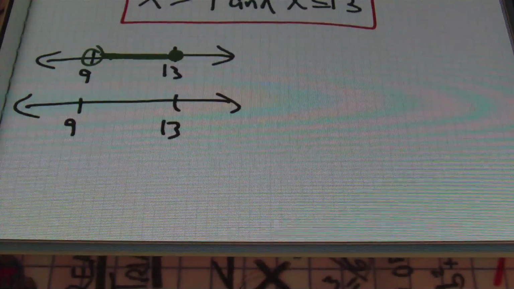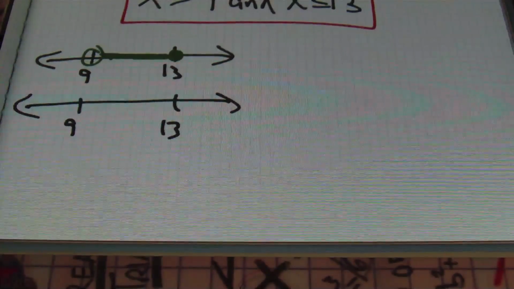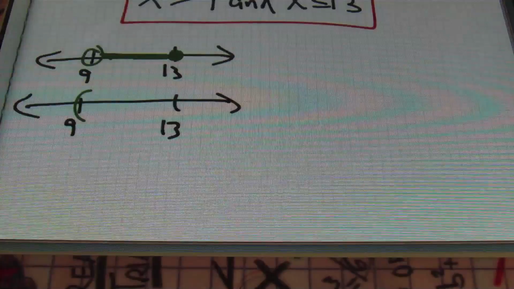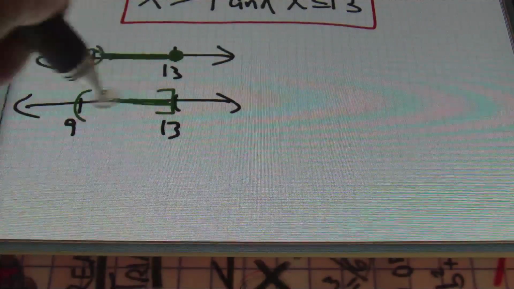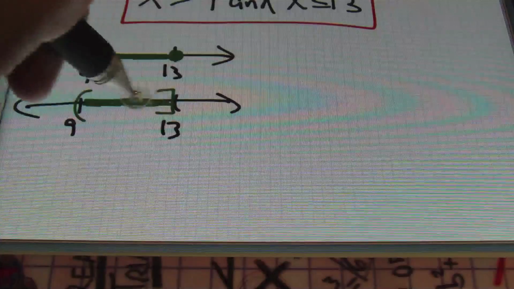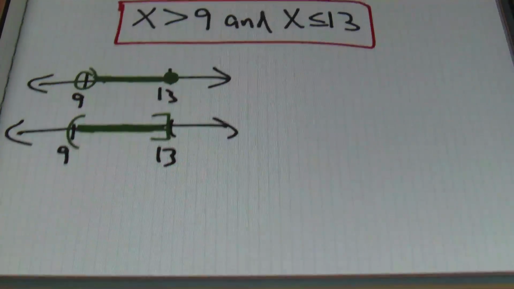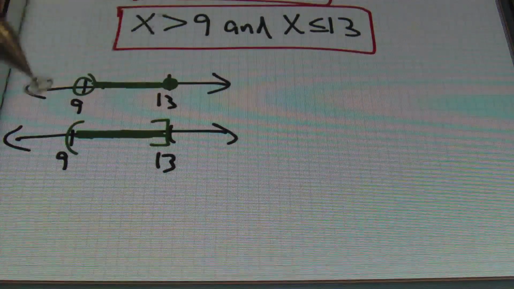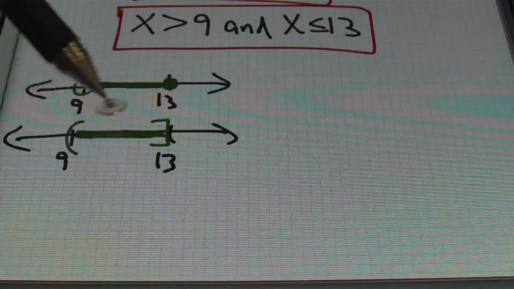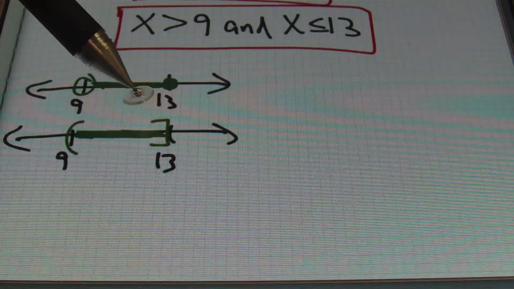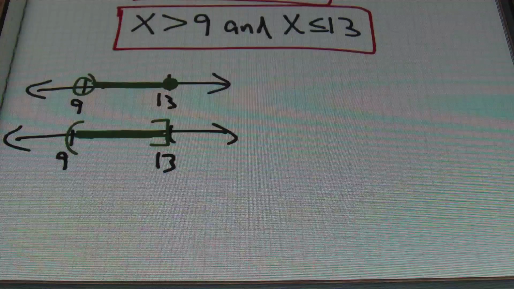Now moving on to parentheses and brackets, I'll need parentheses at 9 and I'll need a bracket at 13, and I'll be trapped in between. So I'll shade in between here. That's right, because once again the solution says that I can find my values that will make the original statement true between 9 and up to 13, including 13, and that's what I'm showing on my line graph here.